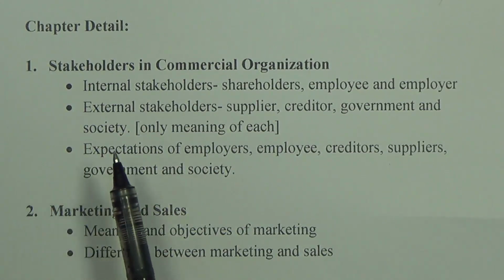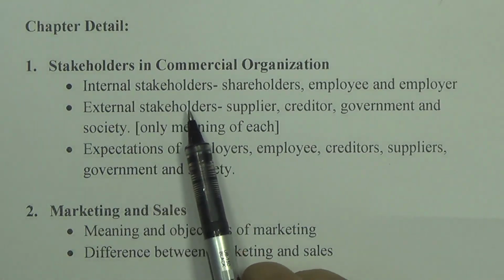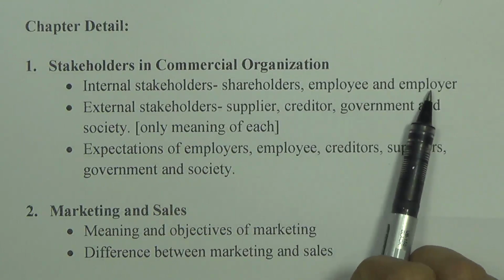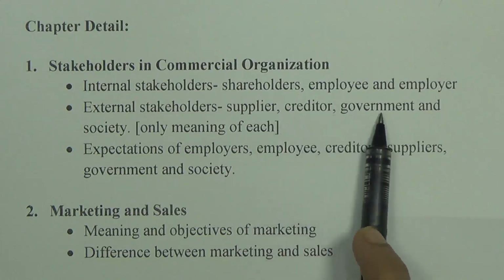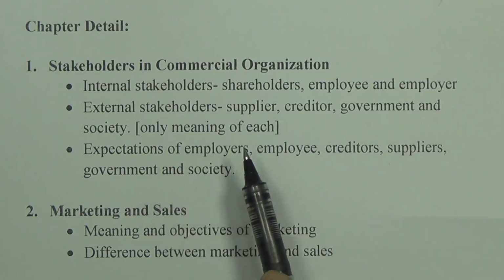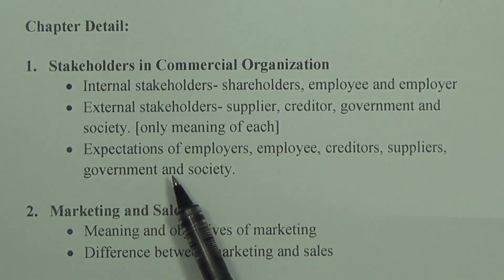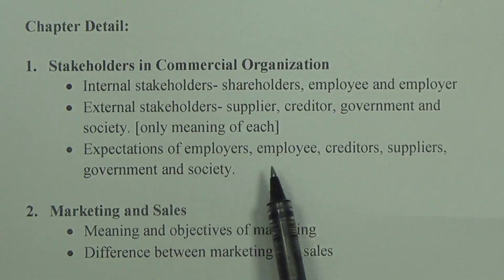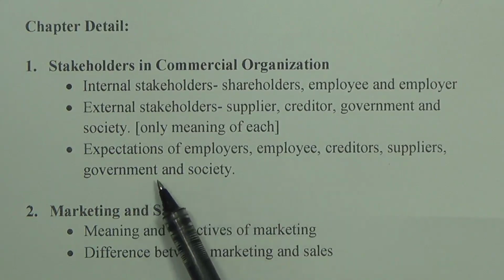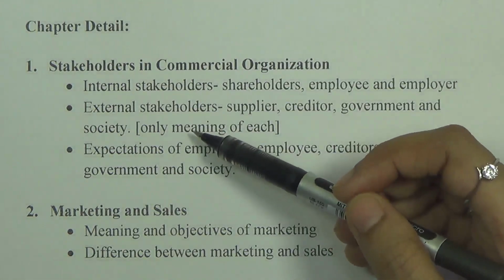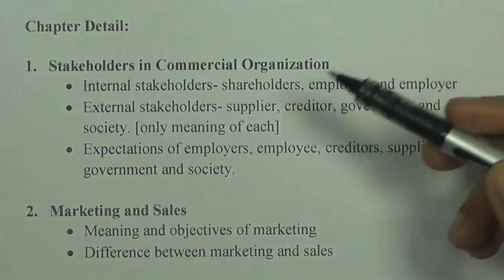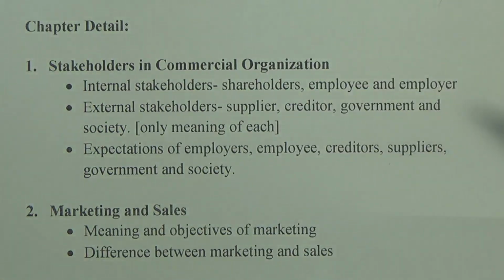First chapter, you've got stakeholders in a commercial organization. You need to know internal stakeholders, that is shareholders, employee and employer, their meaning. External stakeholders, that are suppliers, creditors, government and society, the meaning of each. And the last topic of this chapter is the expectations of employers, employees, creditors, suppliers, government and society. A question comes to differentiate between internal and external stakeholders. Sometimes a question comes relating to the specific meaning of a term. So any type of question can come here.